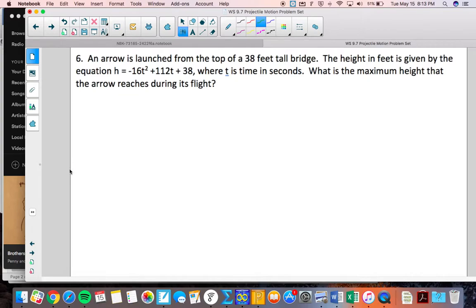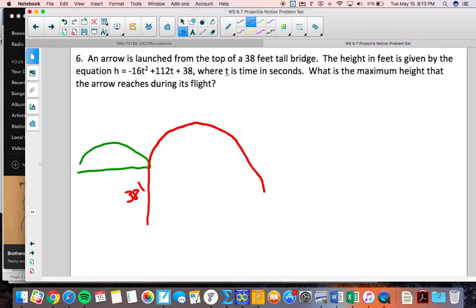All right, so we got a bridge. This is fun. Maybe it looks like one of the lacrosse bridges. We have an arrow. So this is 38 feet tall right here. It gets shot off of there, and it lands sometime. So there's the arrow getting shot off the bridge and landing.